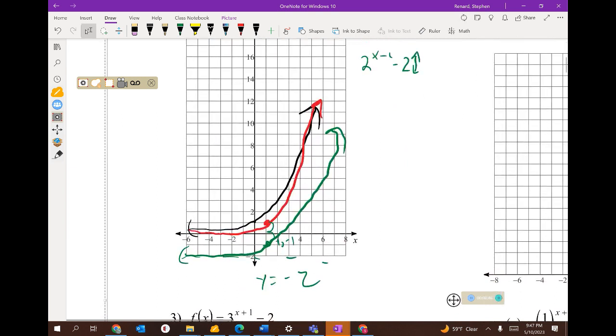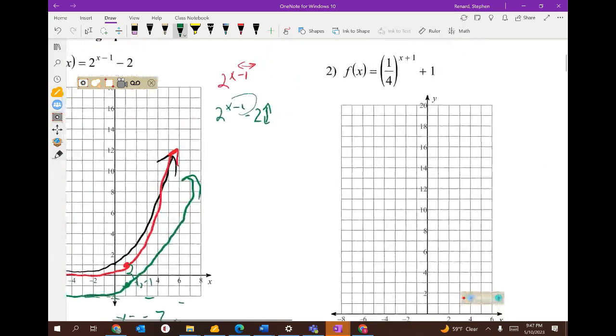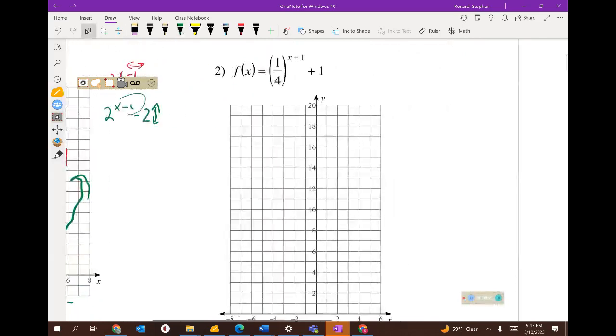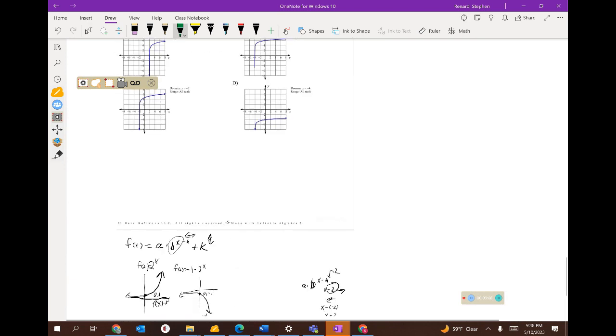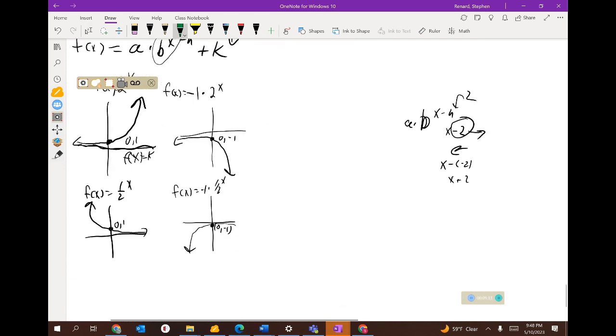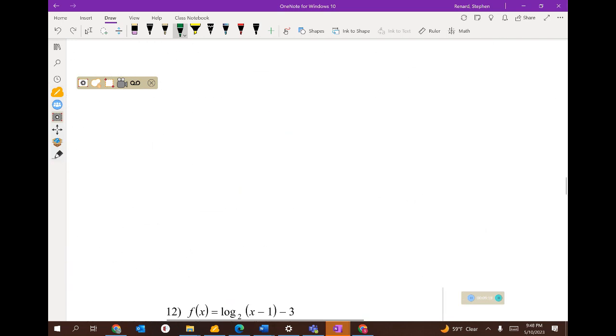Okay? So notice we have the same basic function. All we did was we moved it 1 to the right and 2 down. So here, if I'm looking at those 4 basic graphs, this 1/4 is going to have the same general shape as these guys right here, because it's a fractional base.